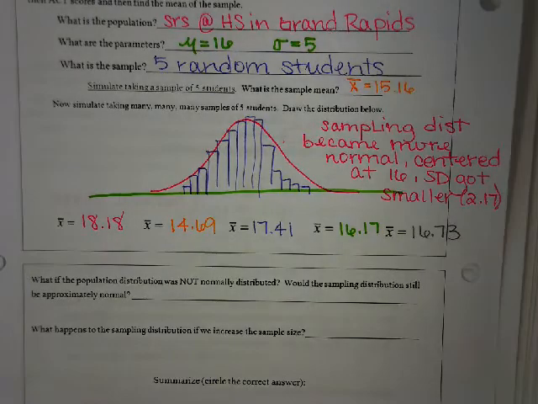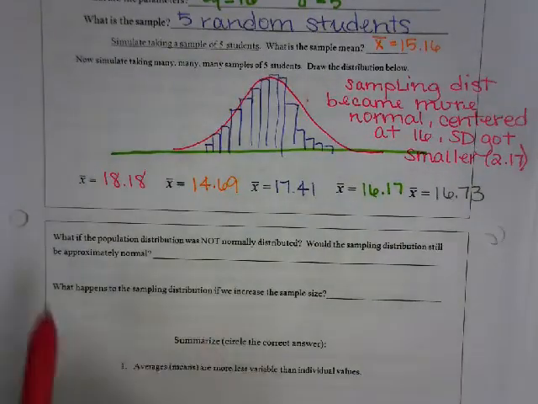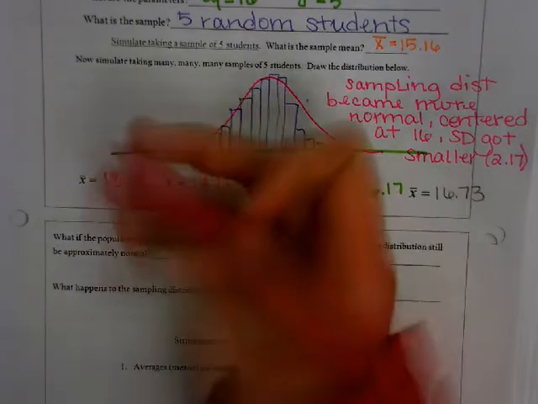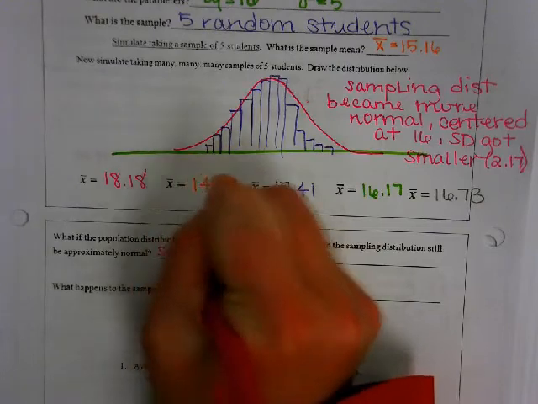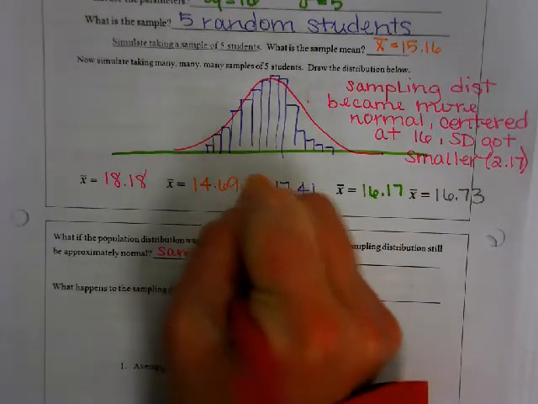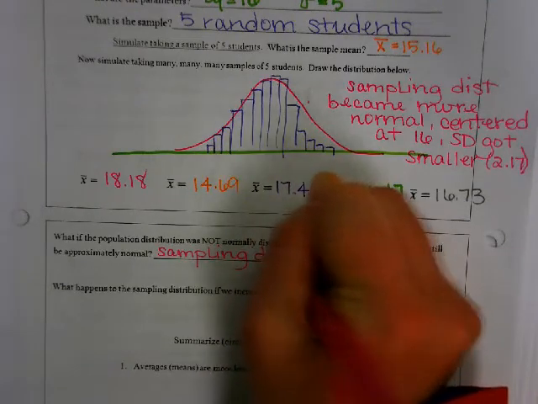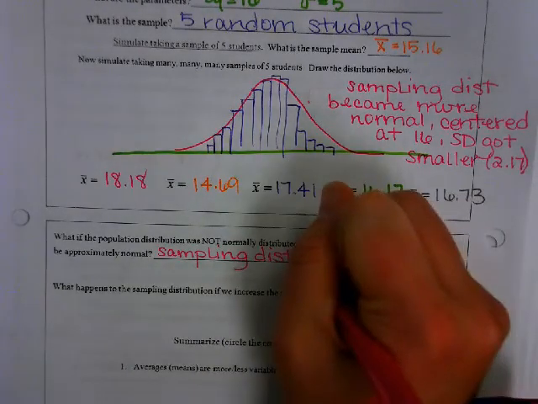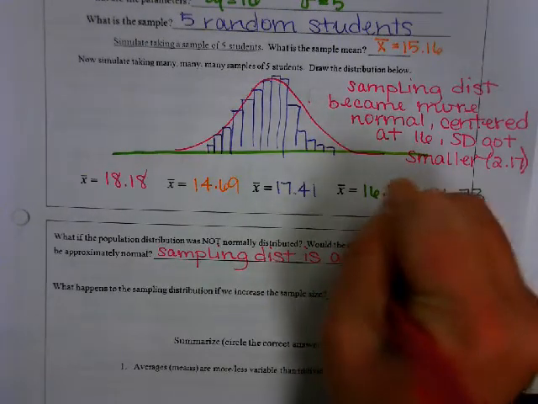All right, so yes, the sampling distribution is normal, even if your population distribution is not. And I guess I should put approximately. Safety words, it's not perfectly normal.